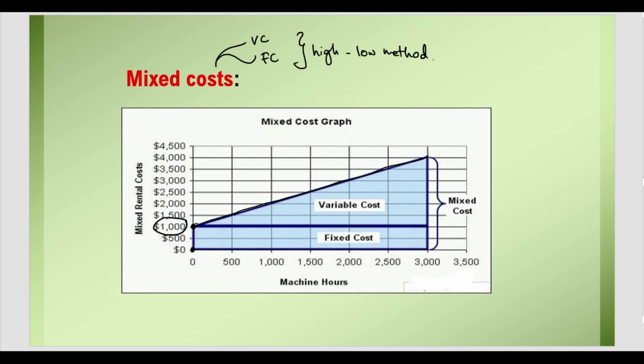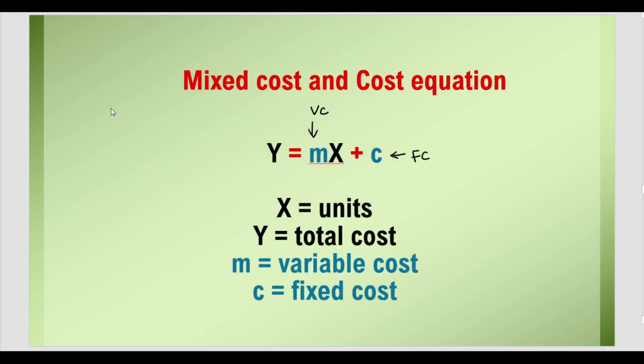Mixed cost can also be expressed in the cost equation, which is y equals mx plus c. Seems familiar, right? Yes, it's a linear equation which you learned during your secondary school. So what do y, m, x, and c mean? Y implies total cost. So in order to calculate total cost, you must calculate variable cost times units, x is units, plus the fixed cost. So this is the equation of a mixed cost.